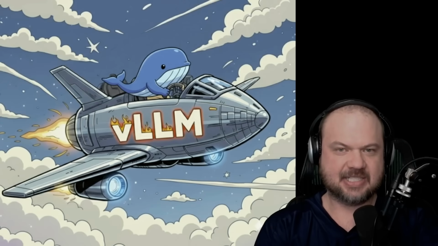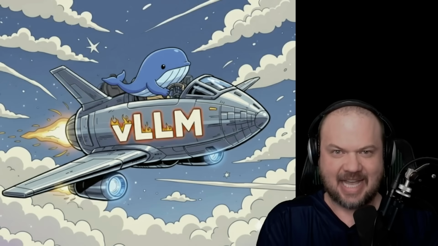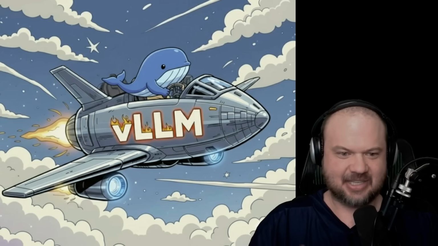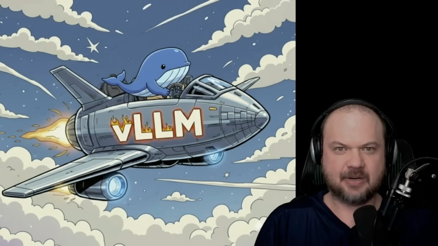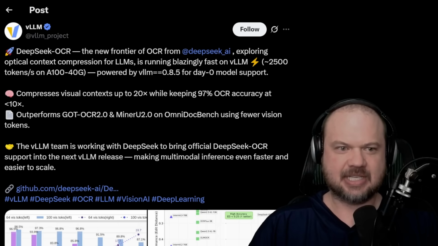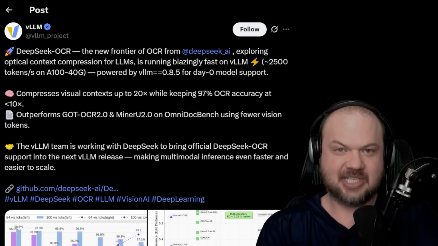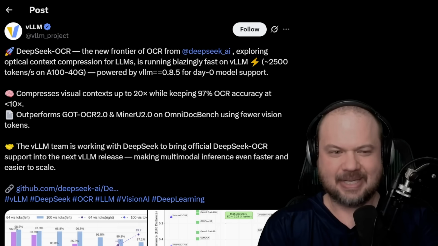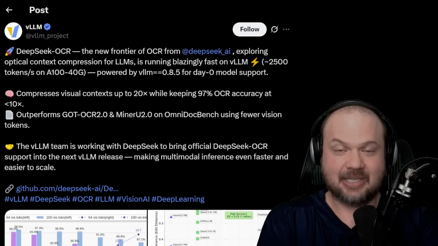Well, DeepSeek is back with yet another DeepSeek moment. And just like last time, DeepSeek isn't announcing their brand new thing with a lot of fanfare, but the implications are massive. They recently announced DeepSeek OCR. So OCR is optical character recognition. And I think in the beginning, a lot of people glanced at this and just completely dismissed it.